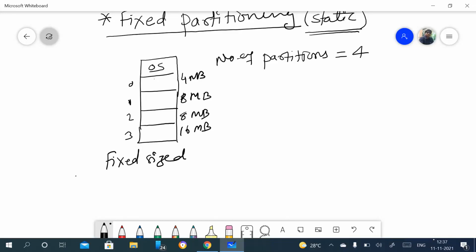And I'll tell you the others also. Consider one process, P1, that needs 4 MB. Where can we keep this 4 MB process? Definitely we can keep it over here, right? P1 can be kept here because the block size is 4 MB and the process's need is also 4 MB. So we can keep it.